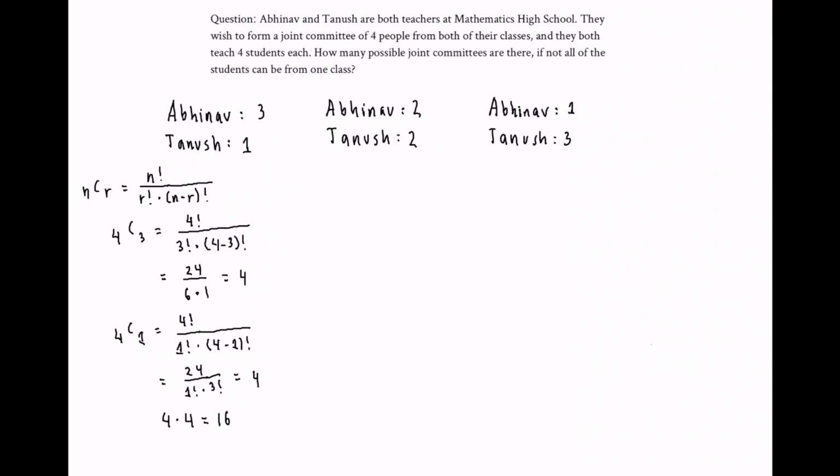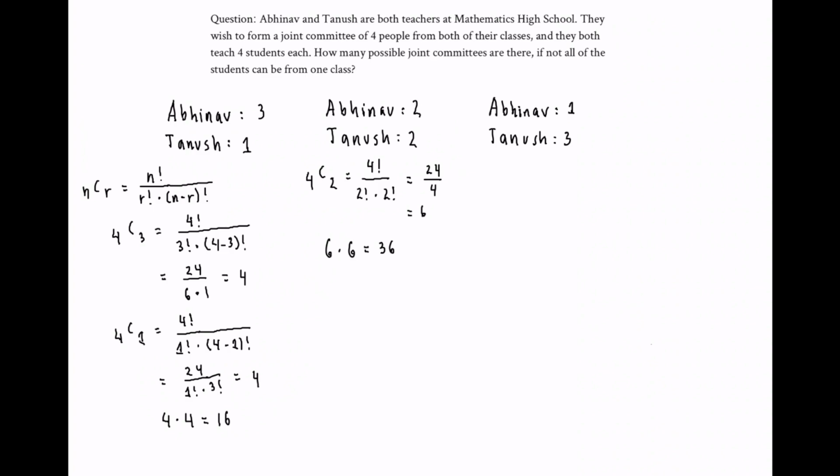We have to pick 2 people from a class of 4. This can be represented as 4 choose 2, which is equal to 4 factorial over 2 factorial times 2 factorial, which is equal to 24 divided by 4, which is equal to 6. And we're doing the same thing for Tanush's class, so I won't go through all the work. The final answer for this case becomes 6 times 6, which is equal to 36. Because you have to remember, we have to multiply these 2 cases in order to get the actual result.